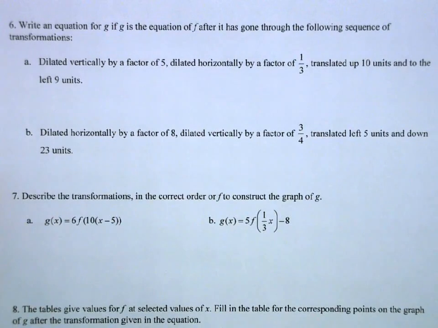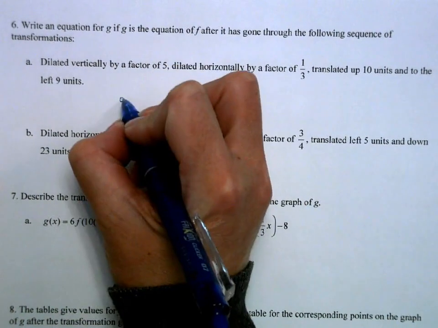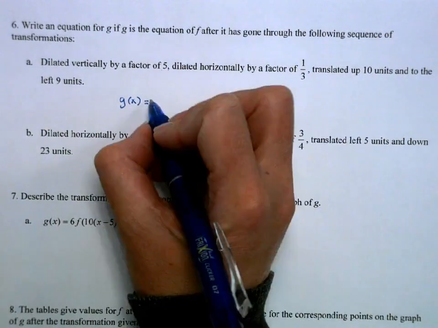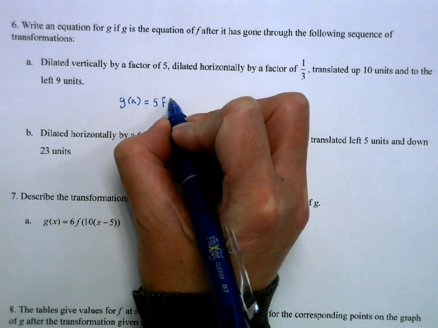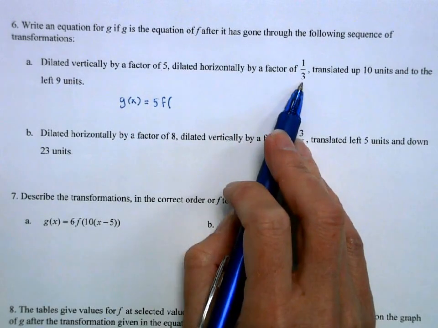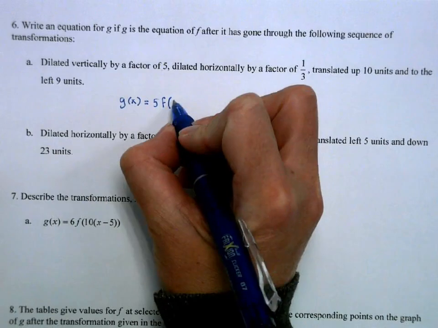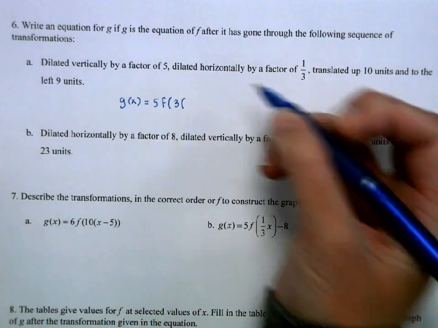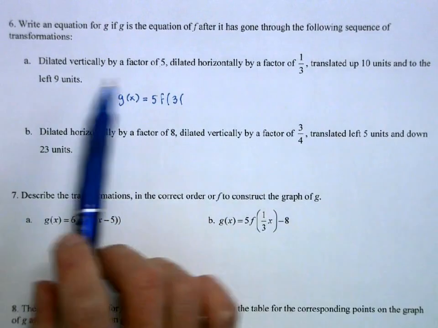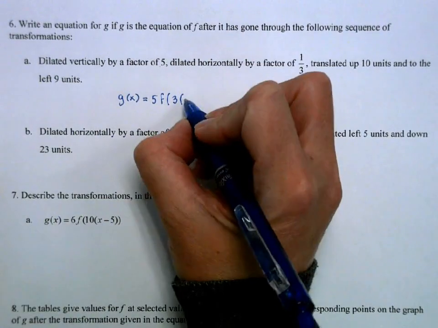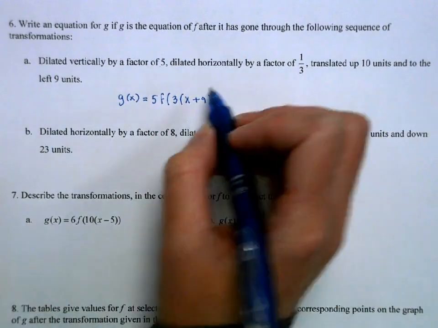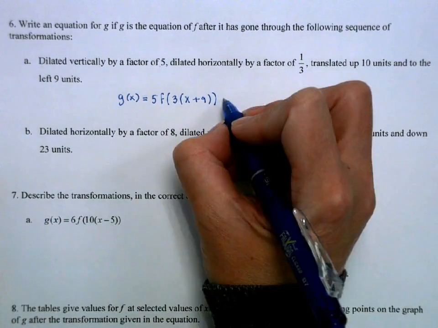So my g of x, okay, vertical dilation of 5 means I'm going to have a 5 in front of my f. Dilated horizontally by a factor of 1/3, so my b value is going to be a 3. And then we're going to put the translation in parentheses. So we're translated to the left 9, so I'm going to have x plus 9 on the inside. And then translated up 10 will give me a plus 10 there.